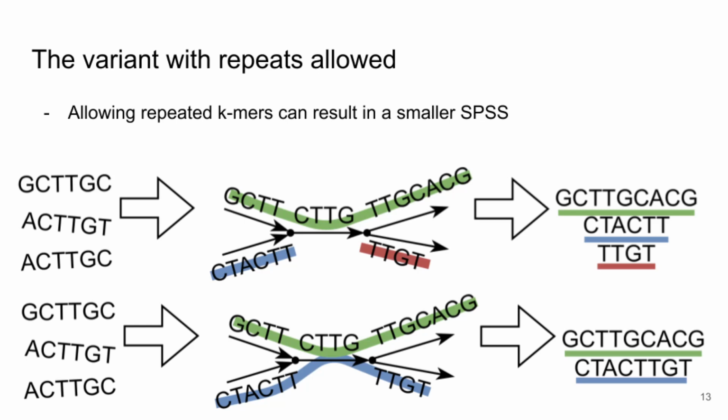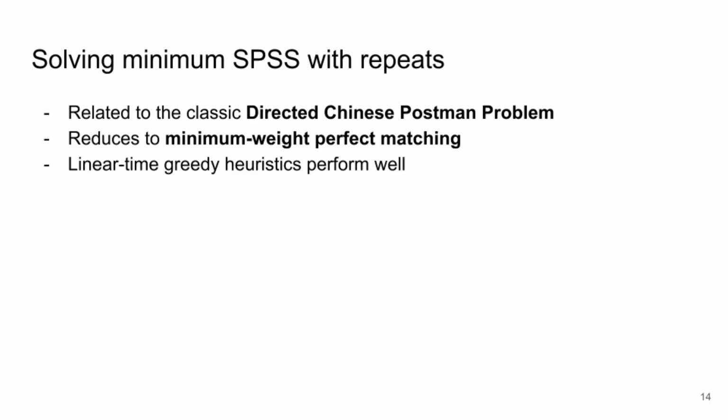So there might be something to gain by repeating k-mers. In this work, we show that this problem also can be solved in polynomial time. This problem is very related to the classic directed Chinese postman problem. In that problem, you're given a directed graph, and you need to find the shortest walk which visits every edge of the graph. So a walk can now repeat edges.